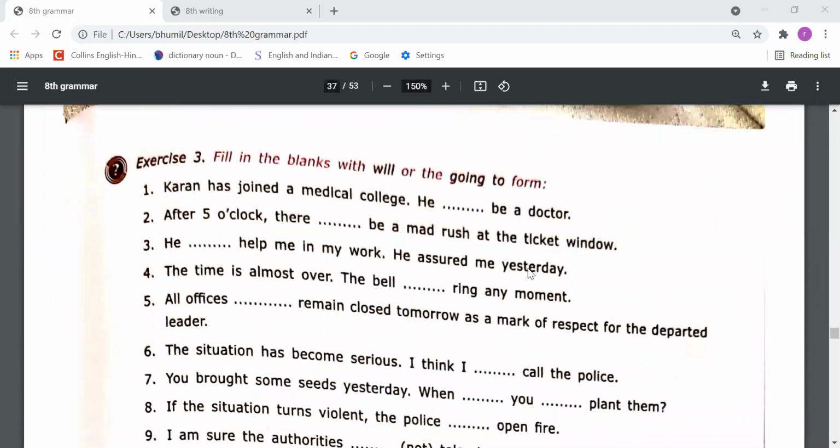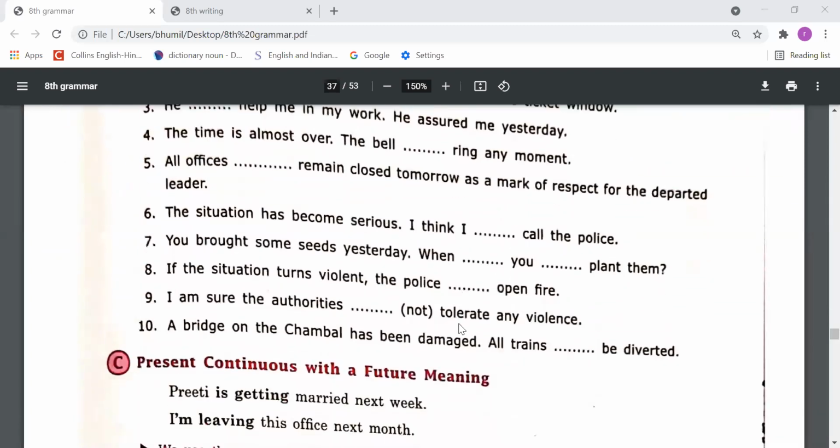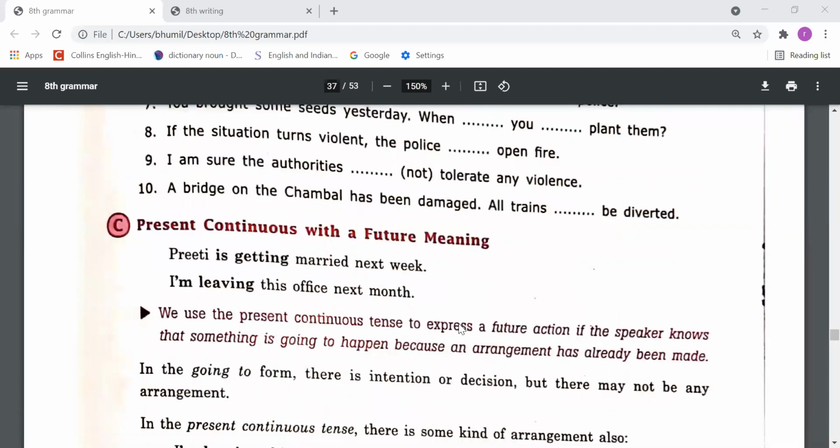Exercise number 3: fill in the blanks with will or the going to form. So these fill-ups you have to fill with will or going to. Now please come on the C part.